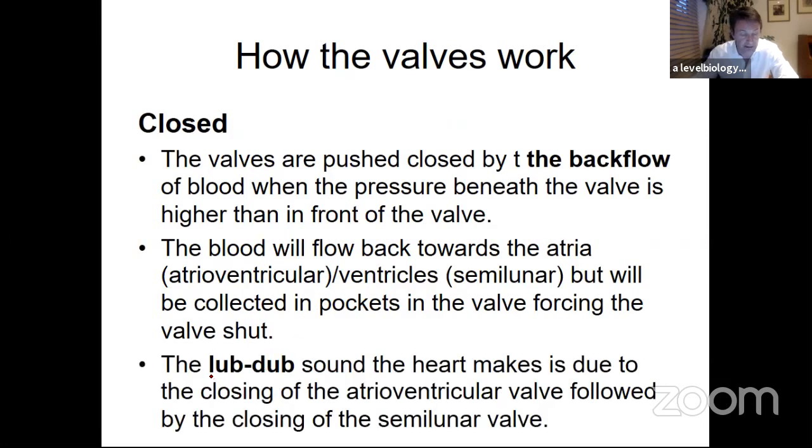Okay, the sound you hear when you listen to somebody's heartbeat, the lub-dub sound, is the closing of firstly the atrioventricular valve, and then the dub sound is the closing of the semilunar or aortic or pulmonary valve.